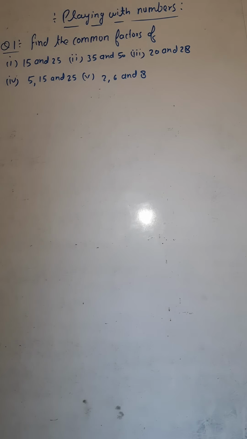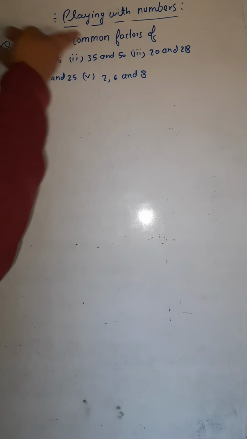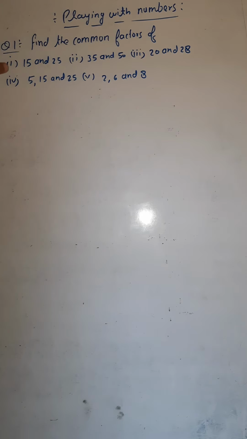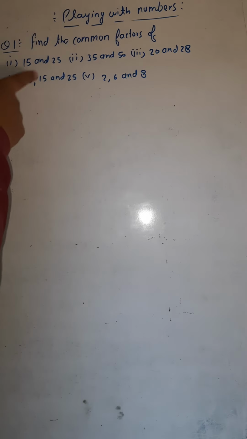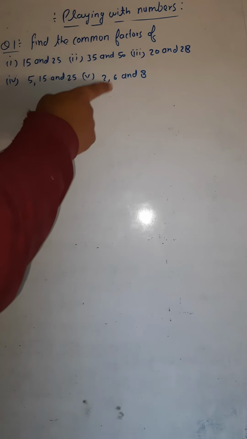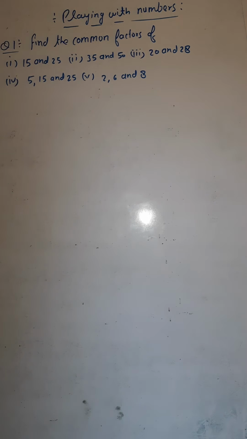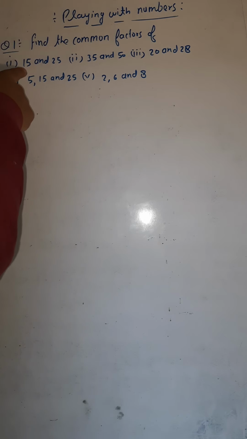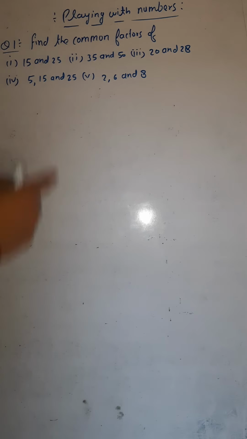We would be moving ahead in chapter number two, that is Playing with Numbers. I have some new questions here today. Question number one is to find the common factors of these pairs: 15 and 25, 35 and 50, 20 and 28, 5, 15 and 25, and 6 and 8. Finding the common factors means you have to find the factors which are common in 15 and 25.